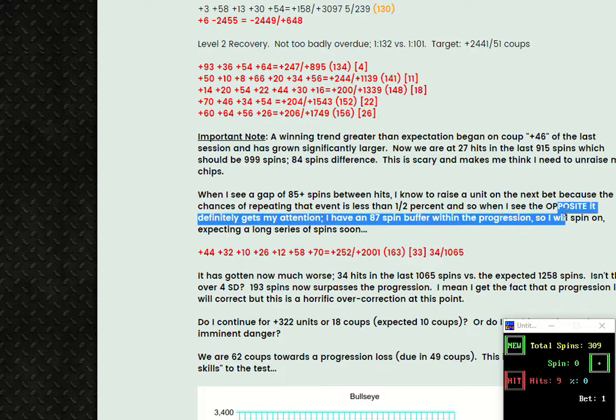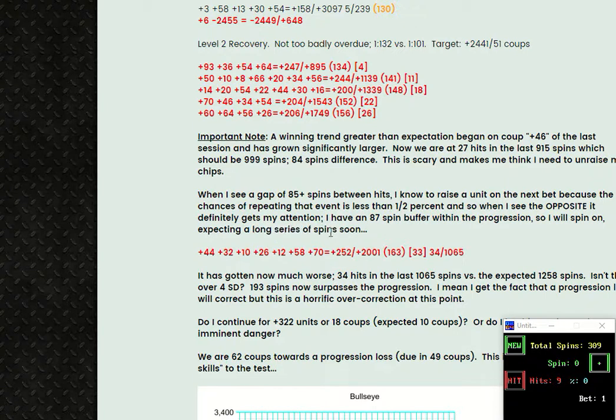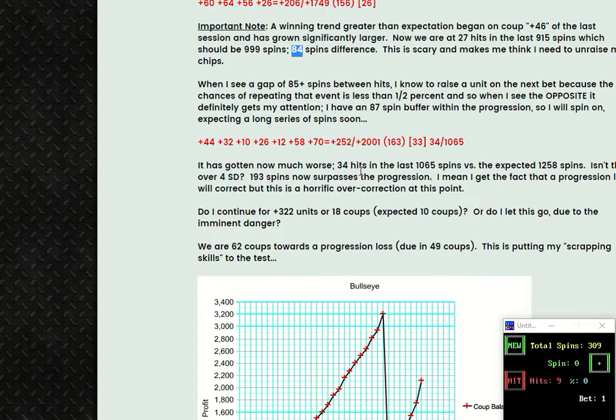Anyway, let's see. I'm just saying, okay, I'm going to spin on, expecting a long series of spins. A correction, maybe 40 spins in correction. It's not a big deal. We have a progression of 170, so 171. All right, so now, what are we looking at?